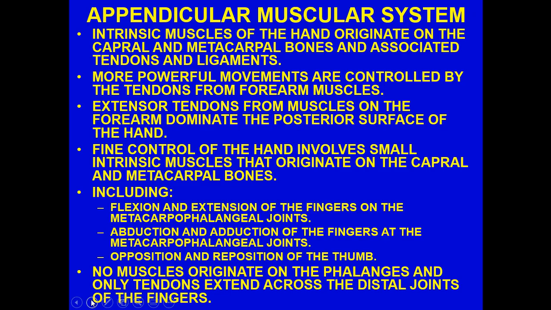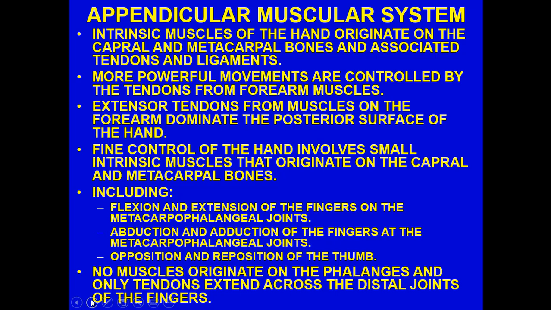Okay, so let's talk about the intrinsic muscles of the hand. These originate on the carpal and metacarpal bones and associated tendons and ligaments. Intrinsic, in the hand, folks. Extrinsic was outside of the hand, up in the forearm, etc. Okay? More powerful movements are controlled by the tendons from the forearm muscles. Extensor tendons from the muscles on the forearm dominate the posterior surface of the hand. Fine control of the hand involves small intrinsic muscles that originate on the carpal and metacarpal bones.